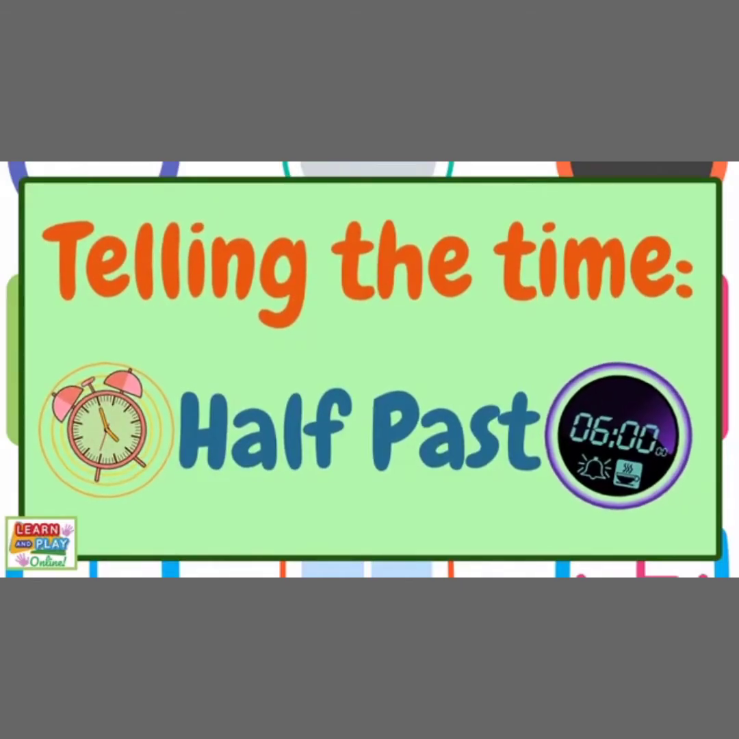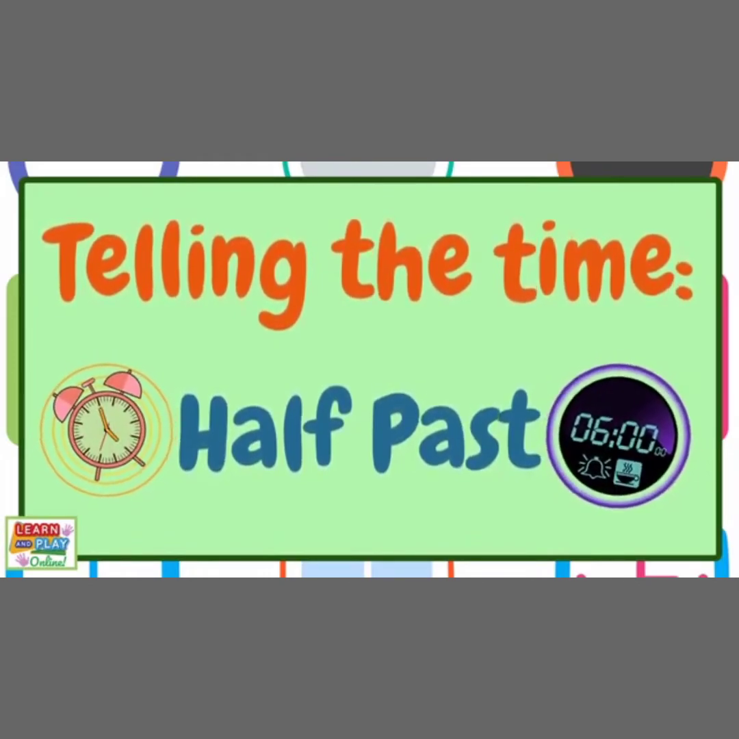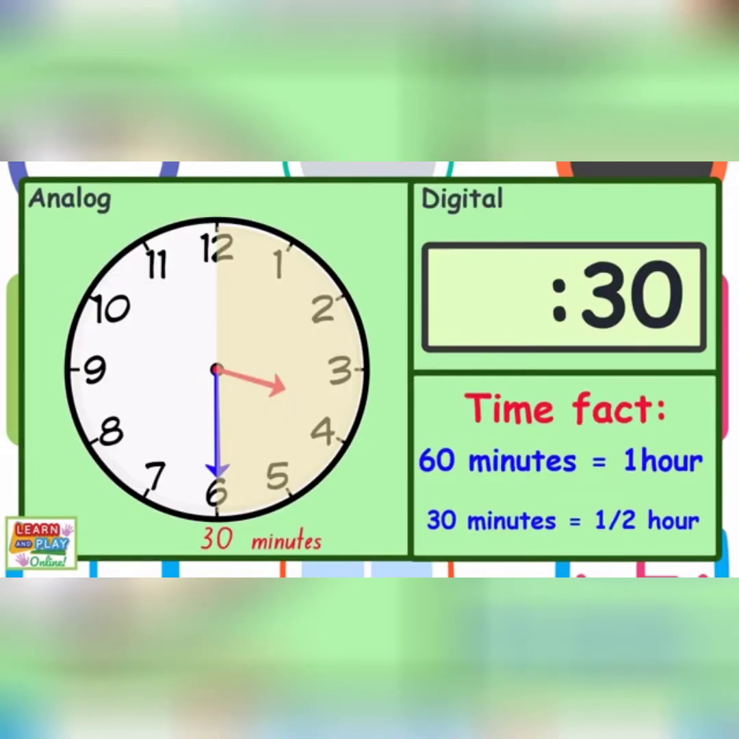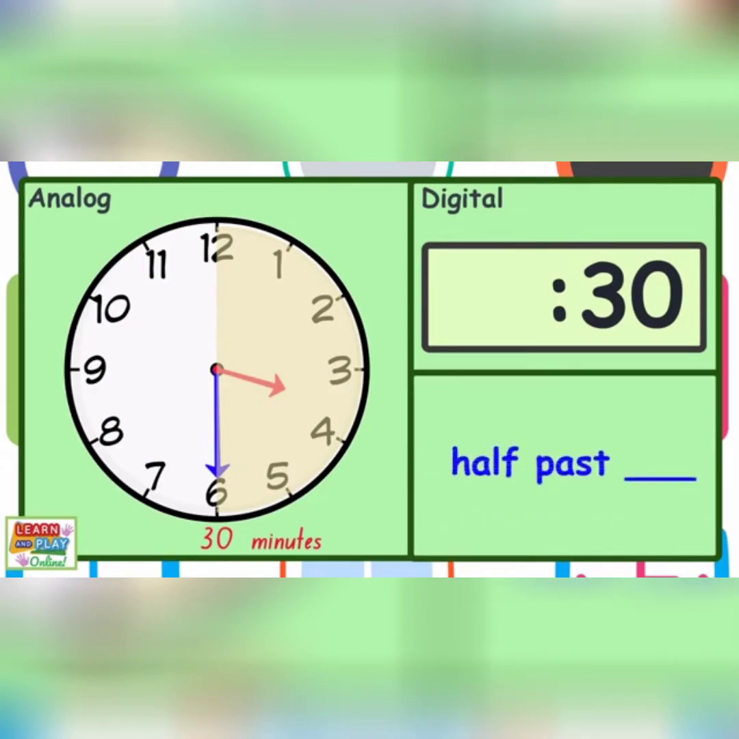Now, let's go on telling the time half past. When we say half past, the long hand is pointing at number 6 because 6 is the half of 12. We all know that a full rotation of a clock is 60 minutes. So that means that half of rotation is 30 minutes. When we divide 60 minutes into half, it is equal to 30. Look at the given example.